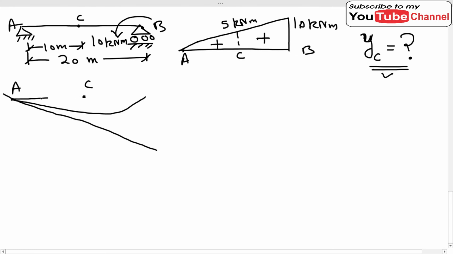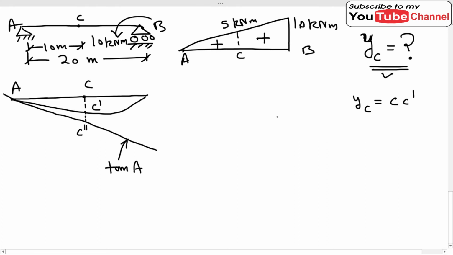So this is the undeflected shape. This is the tangent at A, and we have to find out this deflection. If we name this point on the elastic curve as C dash, and extend this vertical line, it will intersect the tangent at A at a point; let's call this point C double dash. Basically we have to find out YC, which is equal to CC dash.